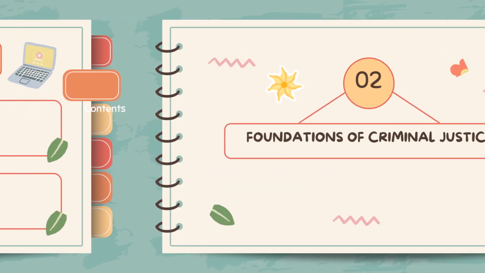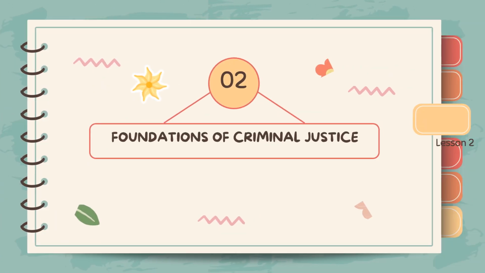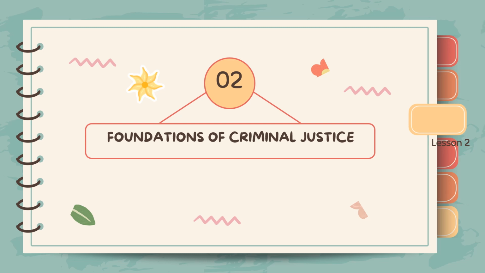So let's proceed with lesson 2 on the foundations of criminal justice. The classical school is a criminological perspective of the late 1700s and early 1800s, and it had its roots in the Enlightenment period. And we all know that in the classical school, its viewpoint is that humans are rational beings, wherein crime is the result of the exercise of their free will. So let's proceed with the definition of terms.